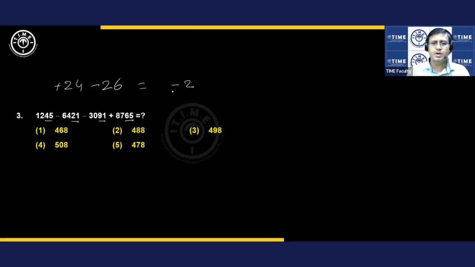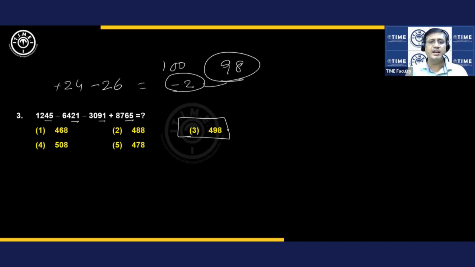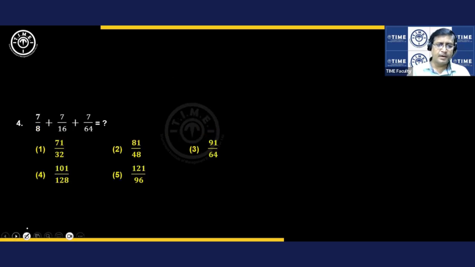Minus 2. Minus 2 means subtract from 100. 100 minus 2 is equal to 98. So which option has 98 as the last two digits? Minus 2 means I am observing the complement of 2. By adding how much it becomes 100, that means 98. So my answer should contain 98 as the last two digits. So right choice is option number 3. Third choice is the right answer. Am I clear? Look at next one.